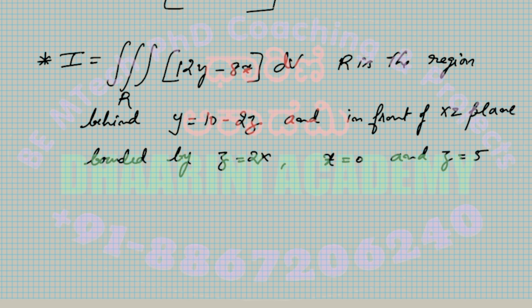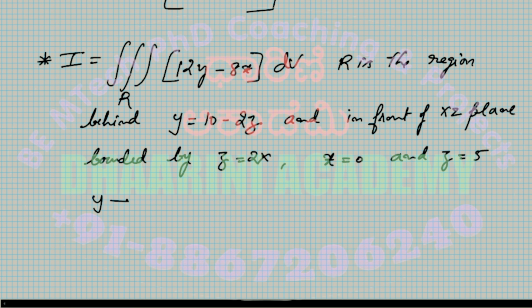So let me write the limits first, then we'll try to link. I know that y will be 0 to 10 minus 2z. Are you okay? Anyway, when I do this integration, I got the complete information about y. So I can do this integration first. Are you okay? Innermost integral.